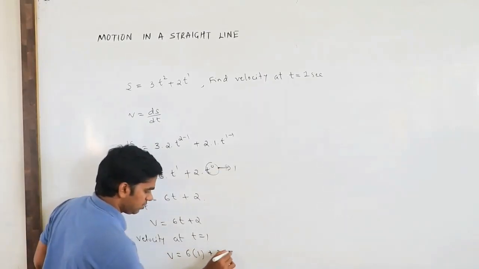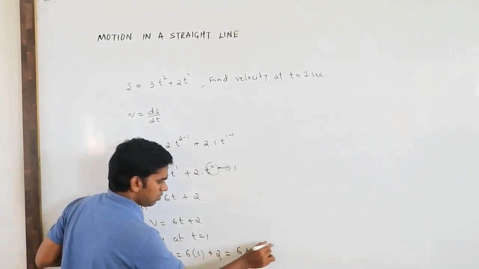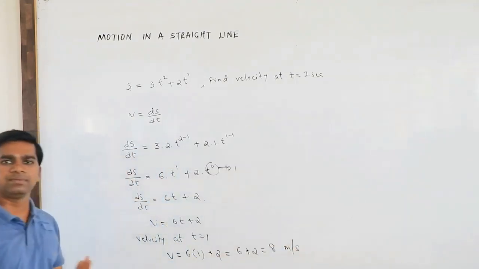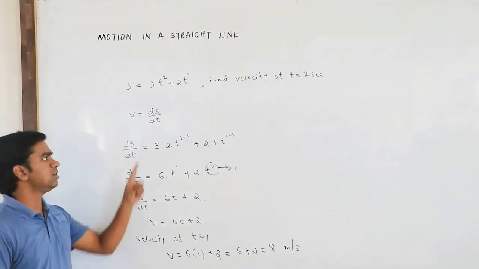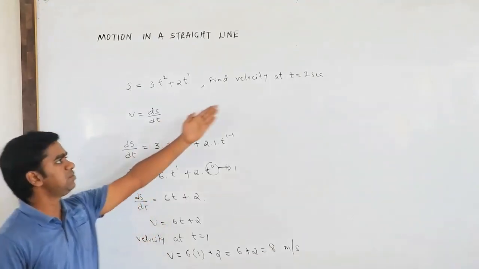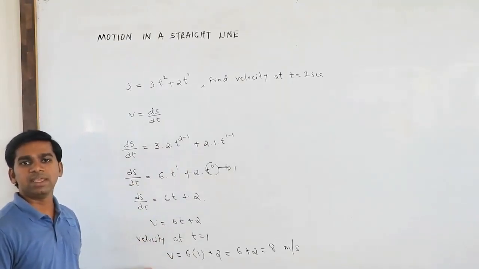So what will you get? You will get 6 into 1 is 6. So 6 plus 2 equals 8. What is the unit? Meter per second. This much. Differentiate, and you will get the general velocity. Substitute whatever time they have given.